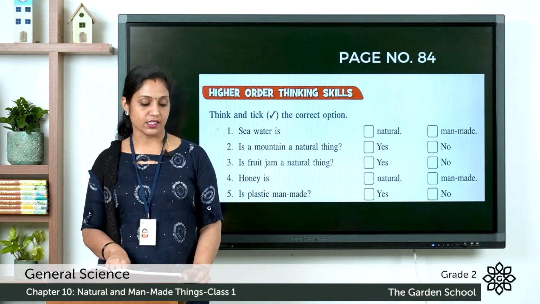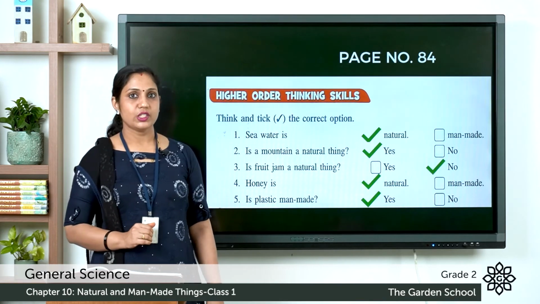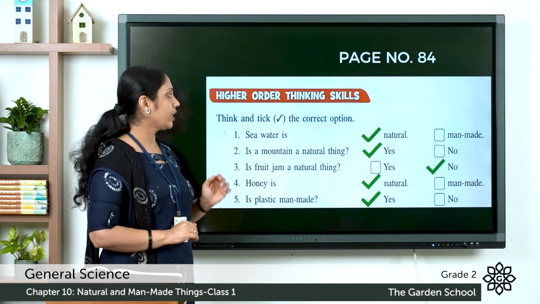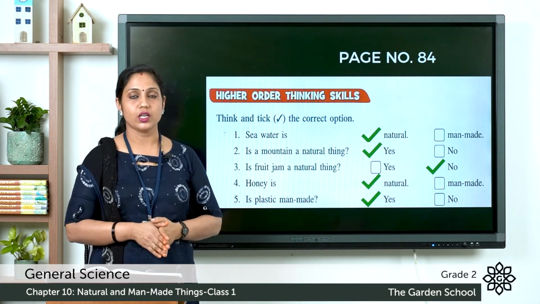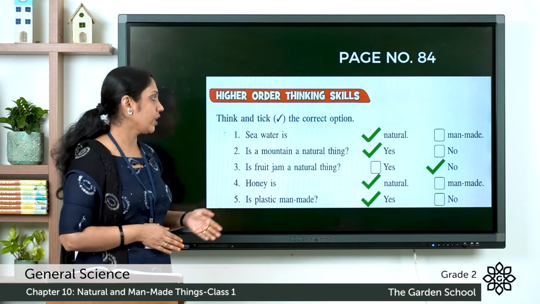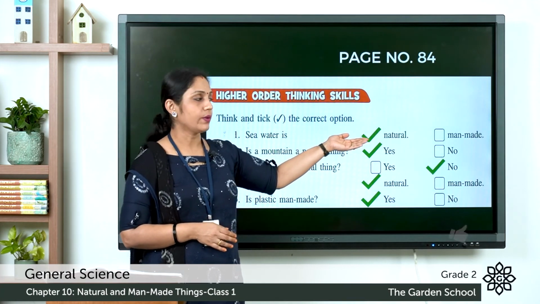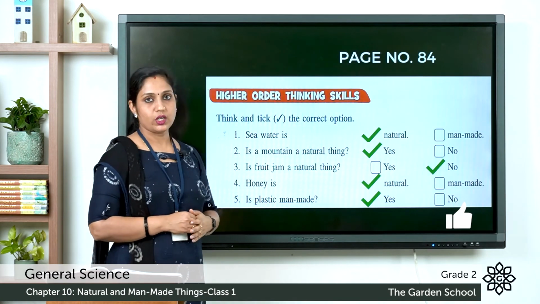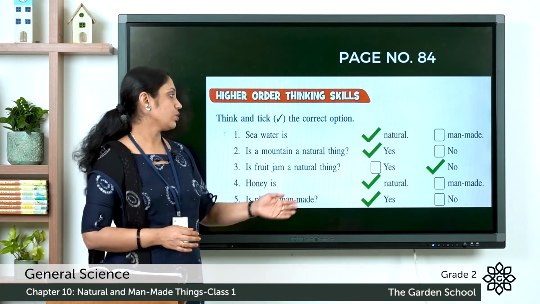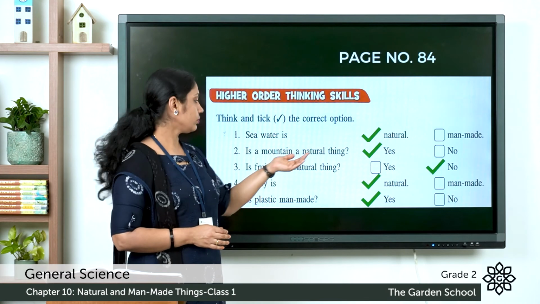Now let's look at the answers. The first question, sea water is natural or man-made. Sea water is natural. It is a gift of nature. So you can tick near the option natural. Let's look at the second question. Is a mountain a natural thing? A mountain is a natural thing. So tick it near yes.